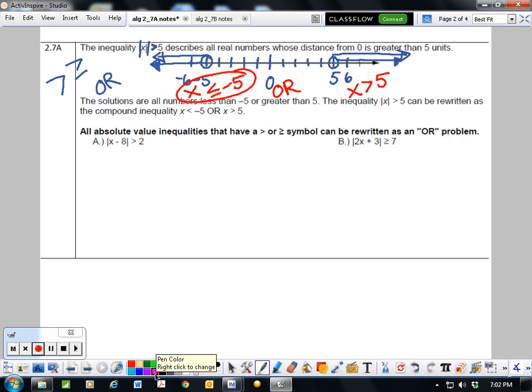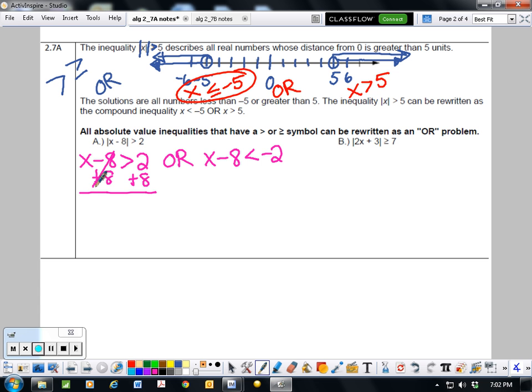So we're going to go ahead and start off here. We have our x minus 8. We're going to have our original greater than 2. And then because this is greater, it's going to be OR. And then for my second one, x minus 8, I flip and change the sign. And so now we go ahead and solve. So x is greater than 10, or, and I add 8 to both sides, x is less than 6.